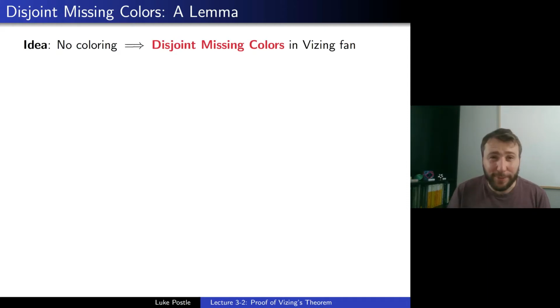What are we going to do with it? Well, we're going to prove a key lemma, a very nice lemma, and it goes like this. The idea is that if there's no coloring, so if we have this coloring and we can't get a new coloring that extends to E by switching on Kempe chains, then it turns out there'll be disjoint missing colors for the vertices of the Vizing fan.